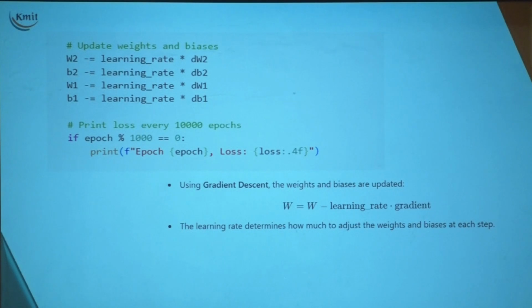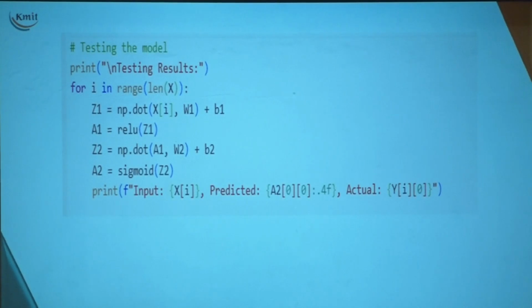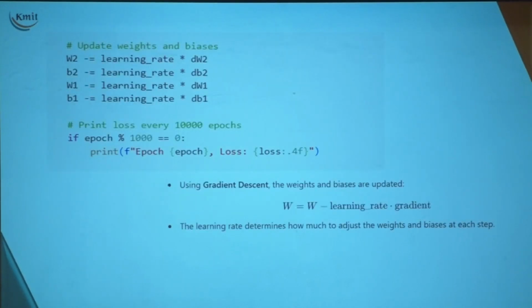I don't want to print it like that. After every 1000 epochs, I want to print the loss. So I say if epoch percentage 1000 is equal to 0, print the loss for 1000. Is it clear? After that, I'll test the model.